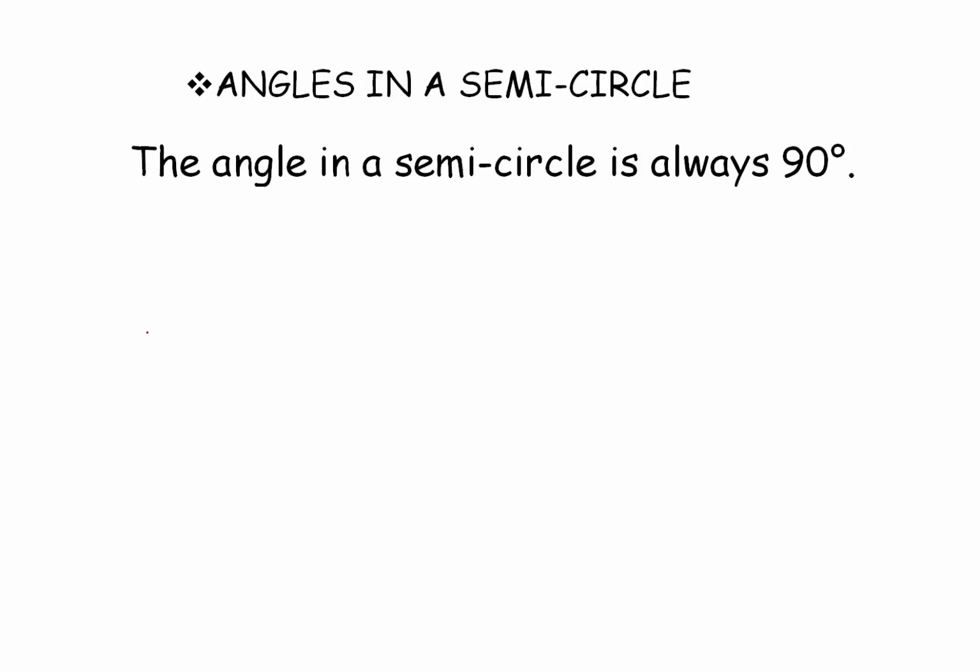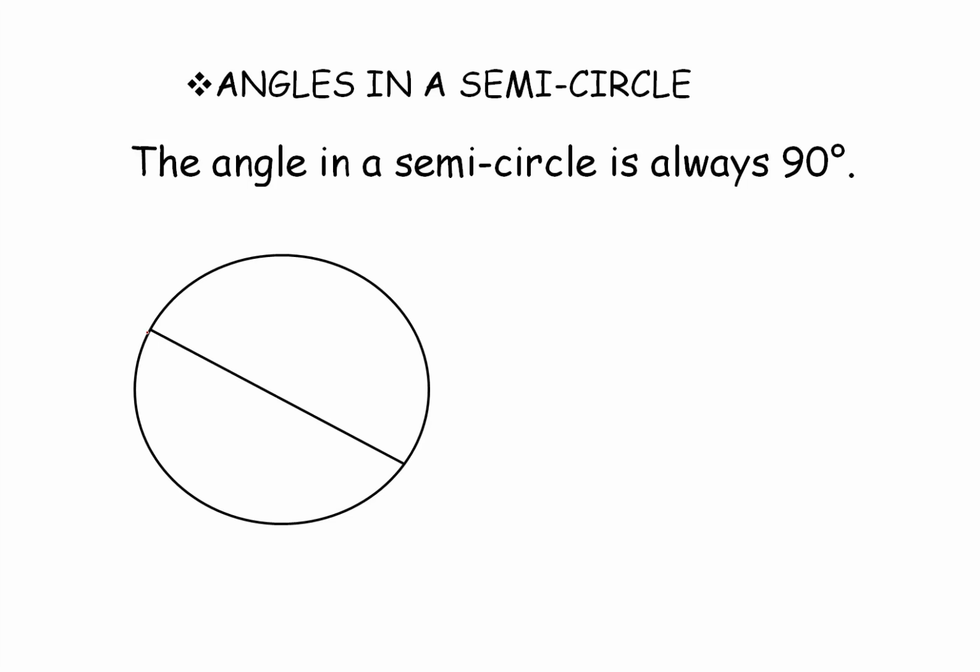Angles in a semicircle is always 90 degrees. All right, so let us have this circle drawn, and we also have the diameter of this circle. So this is the diameter, and what this rule is saying is if you have an angle that is being formed in any of these semicircles, that angle is always 90 degrees. But the two sides of that angle will actually be intercepting the diameter at the point of intersection of the circumference at the two edges.